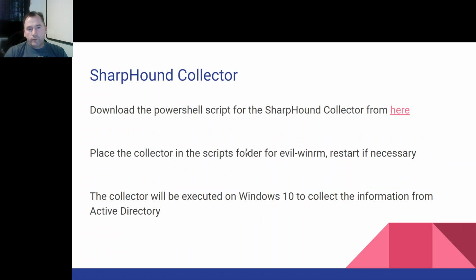So the first thing that we need to do is grab a collector. One of the collectors is called SharpHound. I have provided a link here where you can download SharpHound.ps1. That PowerShell script we want to place in the scripts folder for EvilWinRM. If it's necessary, go ahead and restart EvilWinRM. And then we want to execute the collector on Windows 10 to collect the information from Active Directory.